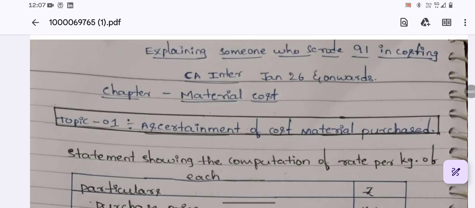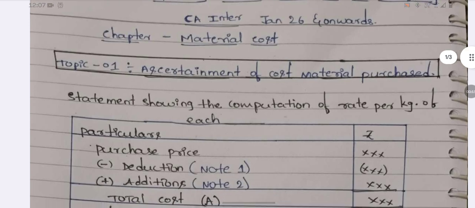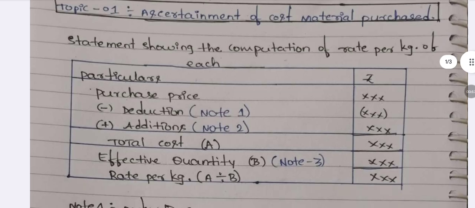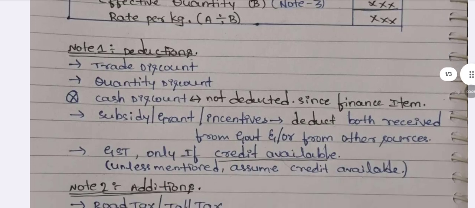Today in this video, I will discuss the chapter material costing. In this chapter, we first discuss how to ascertain the cost of material purchased. In the question, they give the purchase price. We need to deduct the trade discount and quantity discount. But remember, cash discount should not be deducted because it is a financial item, as you know.